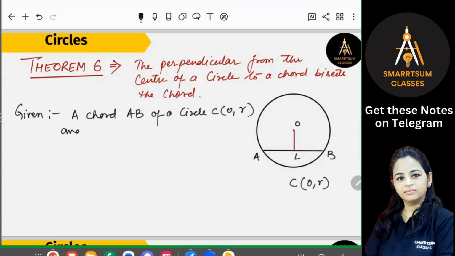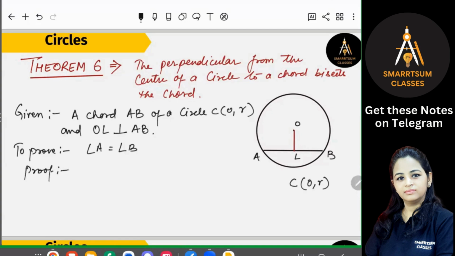And we draw a perpendicular OL over AB, right? That means OL is perpendicular to AB. This is given, right? That there is a chord AB in a circle C(O, R), and this line OL is perpendicular to AB. Now, what do we have to prove? We have to prove that LA is equal to LB. That means this perpendicular is bisecting the chord, right? That means this length is equal to this length, AL is equal to BL, or LA is equal to LB. This we have to prove here, okay?